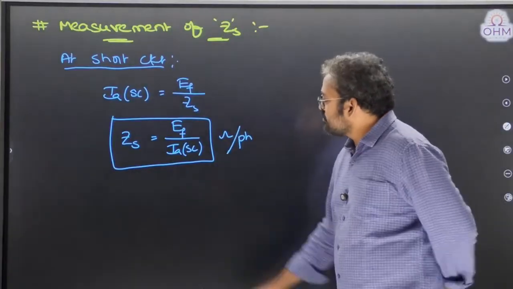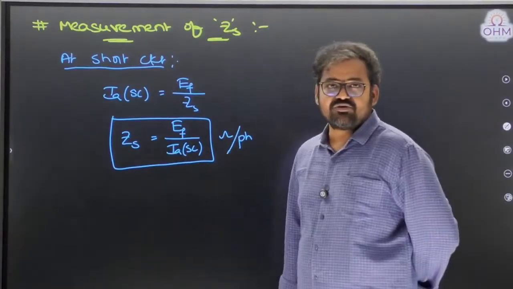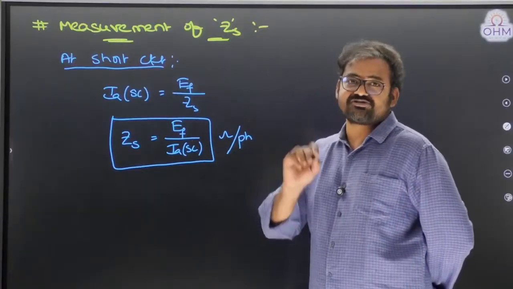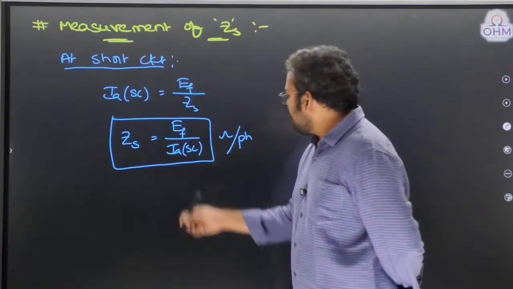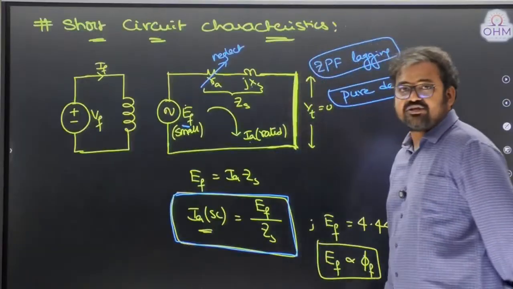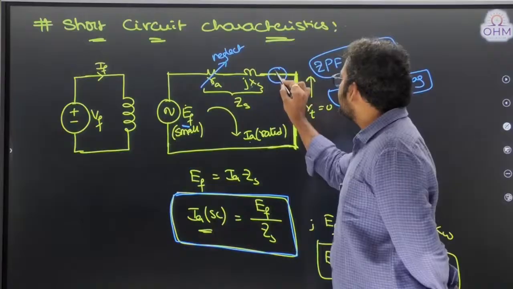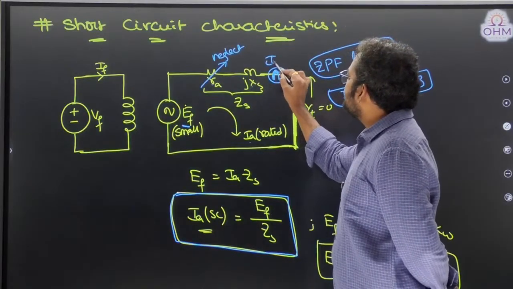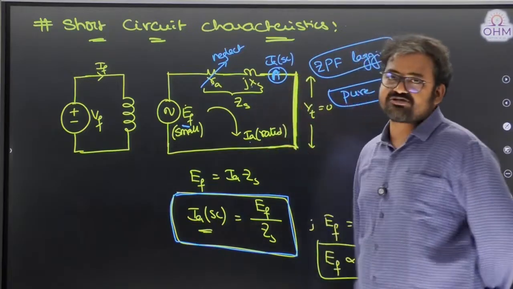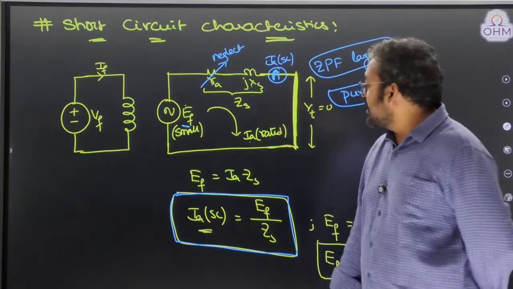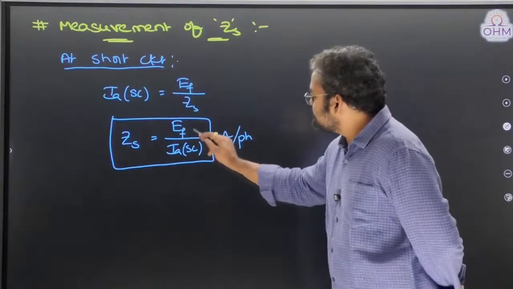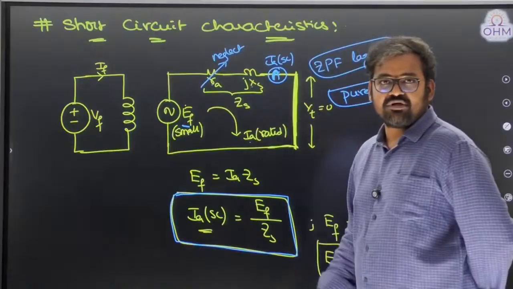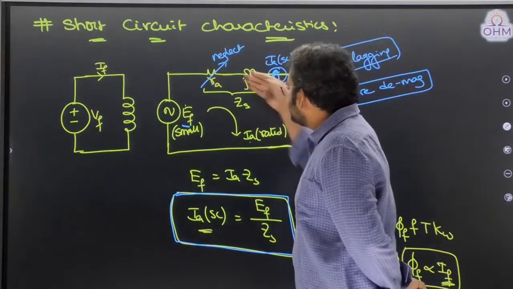To calculate ZS, I need two values. One is EF, another one is armature current at short circuit. Armature current during a short circuit, I can easily measure by connecting an ammeter here. That ammeter will measure armature current during a short circuit condition. Then how do you measure the EF value? Remember, EF is a voltage internal to the machine. You can't connect a voltmeter going inside the machine, right?